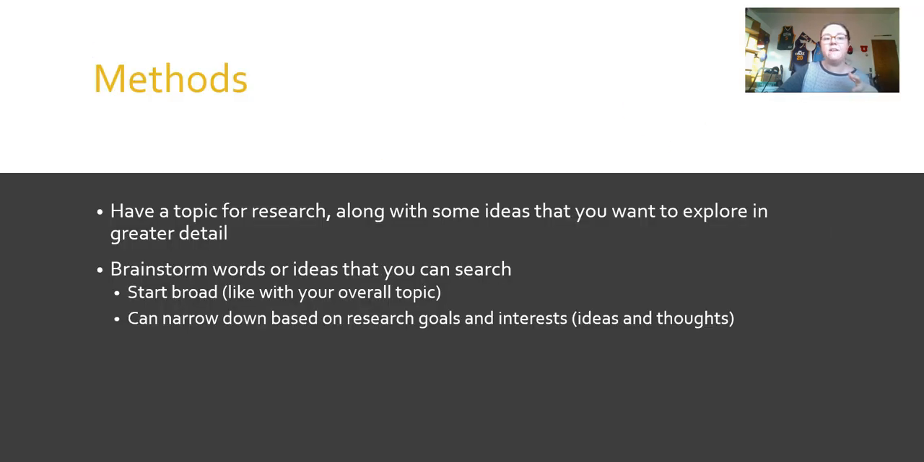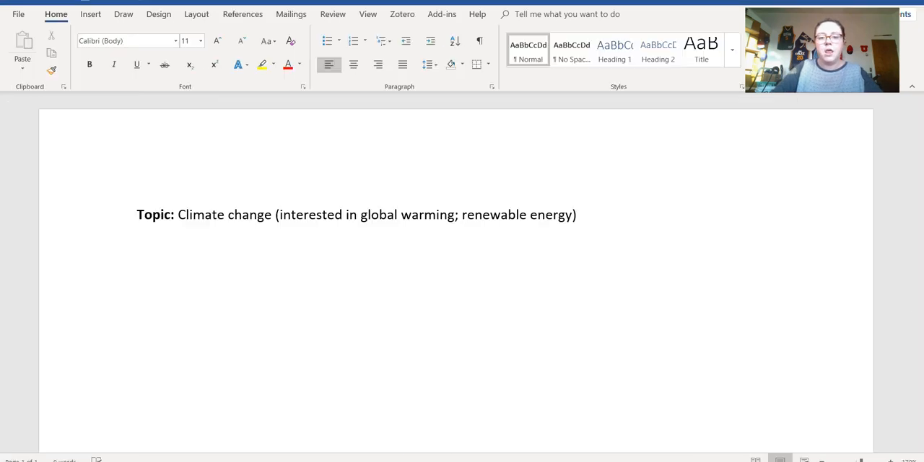So after we have that topic for research in mind, we want to brainstorm words or ideas that we could search, that we could put in to Google, or that we could find on Wikipedia or on Twitter. Now, I always recommend start broad and then narrow as you go. So let's say if we go back here and we start, let's go keywords, phrases, ideas.